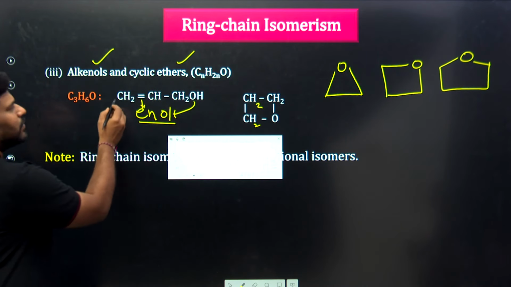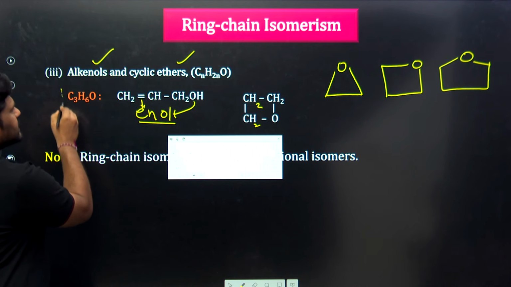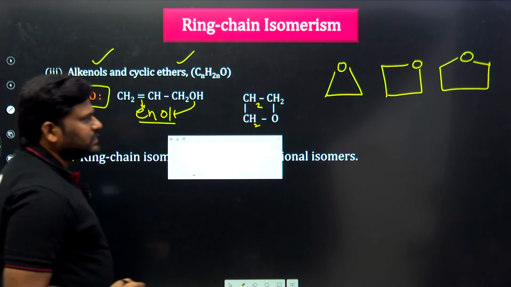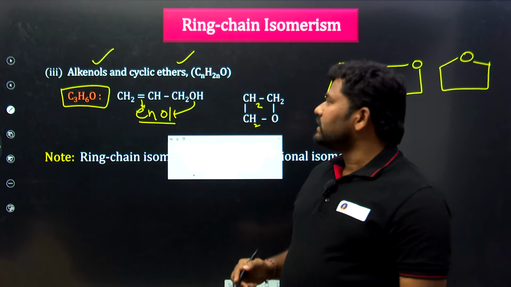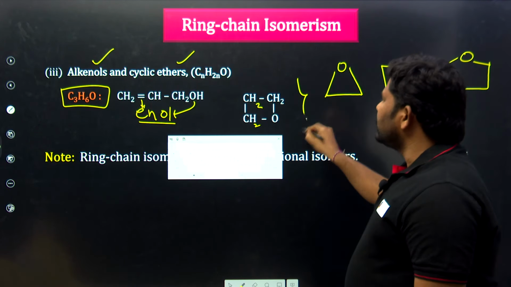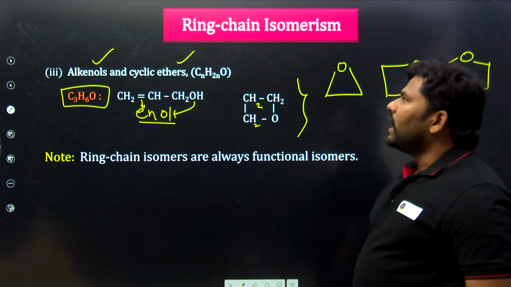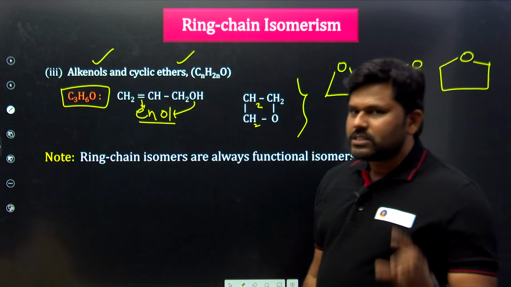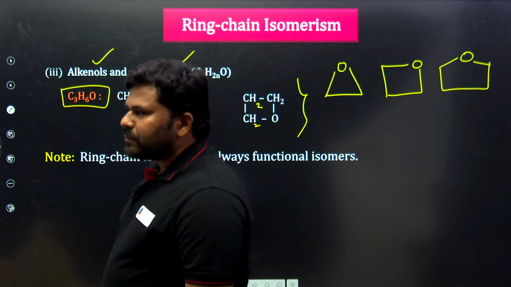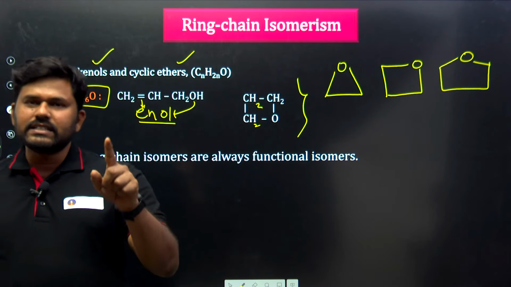What is the molecular formula? 3 carbons are there, 6 hydrogens are there, 1 oxygen we have. Same here, 6 hydrogens, 3 carbons, 1 oxygen there. So alkenol and cyclic ethers are generally called the ring chain isomers. So 3 examples we have. What are the ring chain isomer examples?